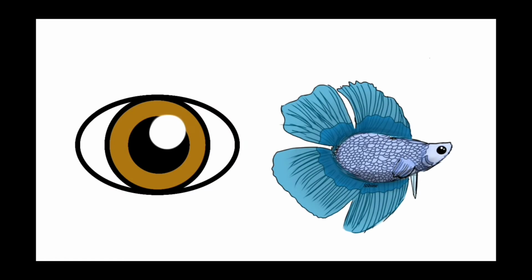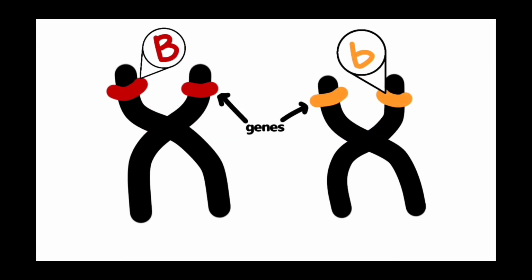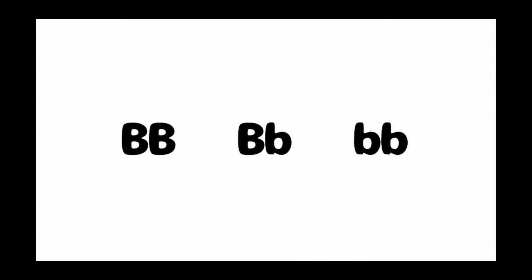From the color of our eyes to the color of a betta fish, they are all expressed by what is known as genes. A gene is what determines what is expressed or what is not expressed in a characteristic of an individual. Genes are located on chromosomes. Within these genes are a set of alleles that express a characteristic. These alleles are usually represented as letters, known as the genotype.